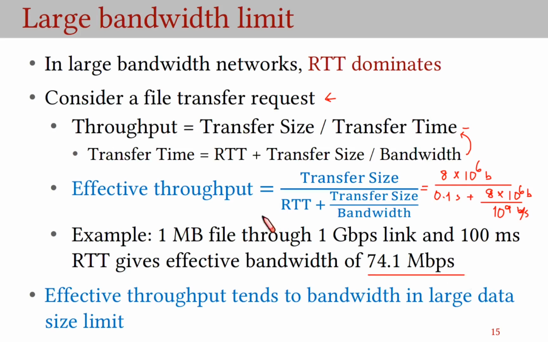So the impact of round-trip time is to decrease the throughput from 1 gigabit per second to an effective throughput of only 74.1 megabit per second. The effective throughput tends to bandwidth in the large data size limit. And to see that, let us look at this equation again. In the large data size limit, the second term, which is the transmission time, is going to dominate the first term, that is propagation delay.